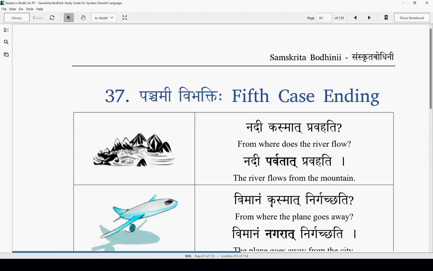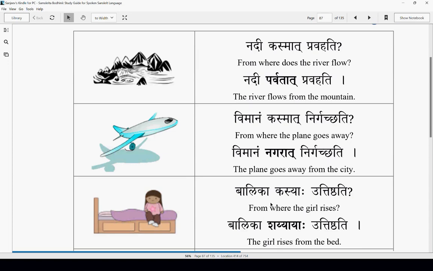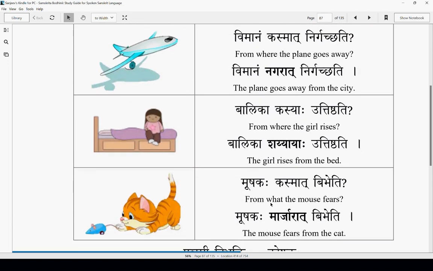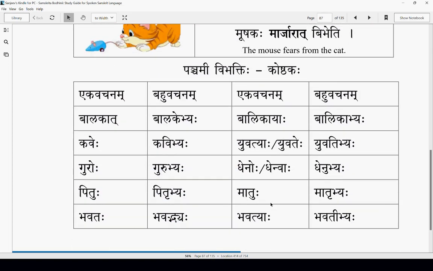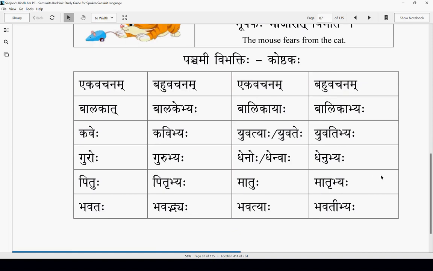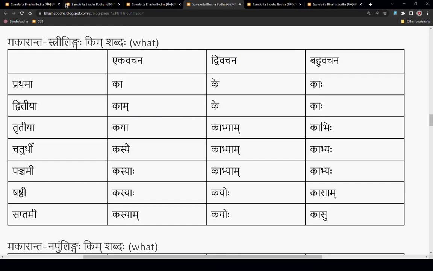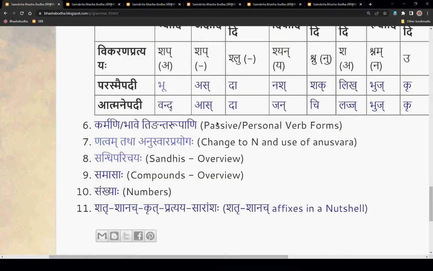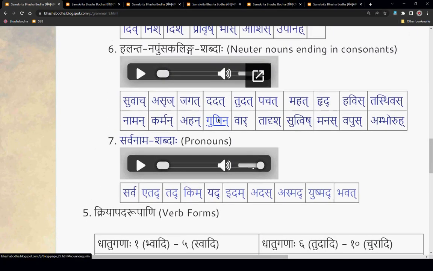Mahoday, one question. Can we review the pronunciation for the Bahuvachanam of Bhavataha? In the table, the last line, sorry. What is the right pronunciation for that? What is the pronunciation, Sujata? Bhavadbhyaha.